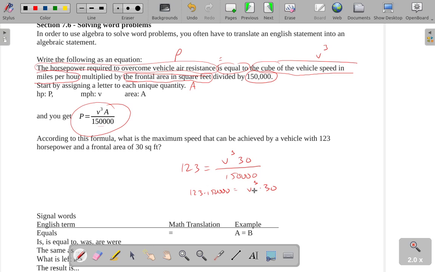Next up, I'm holding off on plugging this into the calculator because it doesn't really need to be. I'm just going to write 123 times 150,000. I don't need to know exactly what number that is. My next step, since I'm cubing this number and then multiplying by 30, if I'm solving for it, I want to get rid of the 30. So I'll divide both sides by 30. So far on the left-hand side, I have 123 times 150,000 divided by 30, and on the right-hand side, I have v cubed. This is the part that you wouldn't necessarily know how to do at this point.